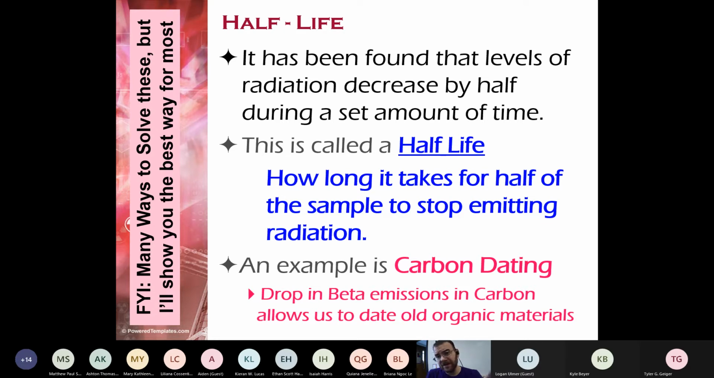Carbon dating is one of our big examples when it comes to half-life. This is a drop in beta emissions in carbon and allows us to figure out how old organic compounds are. Now, you have to understand that the word organic comes from science. It means it's carbon-based, and it is totally misused in grocery stores and whatnot. It's kind of okay. It just means now there are two definitions. But we're going to be talking about the chemistry, the proper organic, where if it's organic, it's carbon-based.